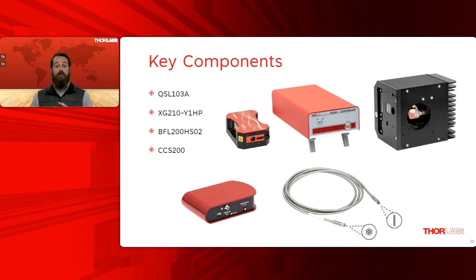We needed a very compact spectrometer. That was one of the requirements from our customer. And of our compact CCD spectrometers, the CCS-200 has the widest wavelength range. So that's what we chose.